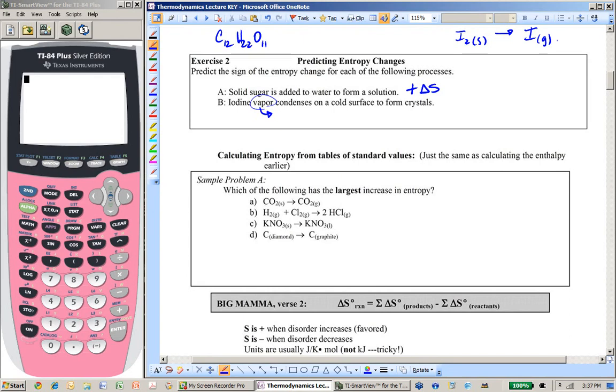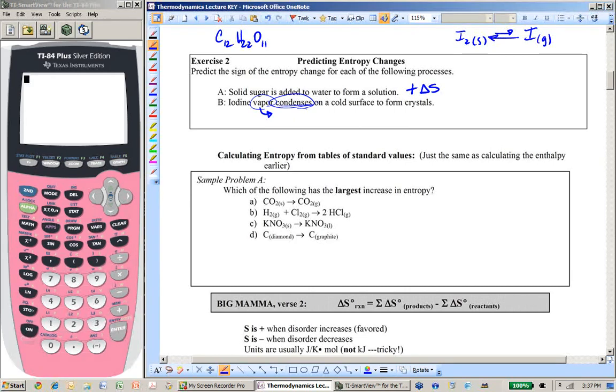What's the word for that? Oh, come on. I know you know it. Come on. I know it's rolling around in your head. Yes, it sublimes. So iodine vapor condenses. So this is really the reverse of that reaction. It condenses. So condense is your friend.